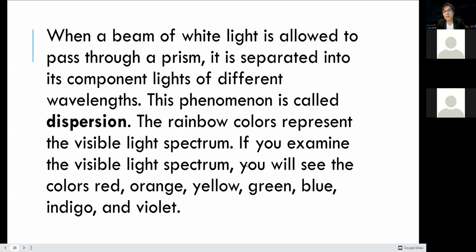When the beam of white light is allowed to pass through a prism, it is separated into its component lights of different wavelengths. Okay, the phenomenon is called dispersion. A rainbow's colors represent the visible light spectrum. If you examine the visible light spectrum, you will see the colors red, orange, yellow, green, blue, indigo, and violet, or Roy G. Biv. Are you familiar with Roy G. Biv? I'll put it in the chat box.